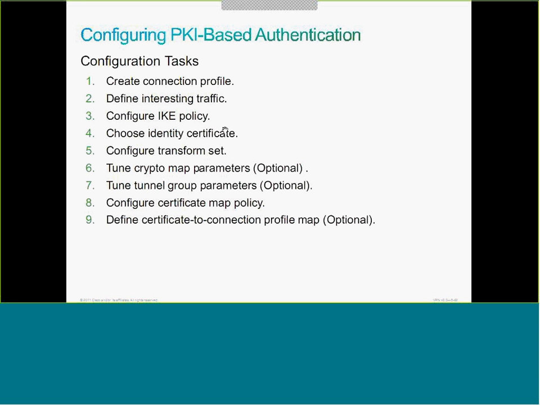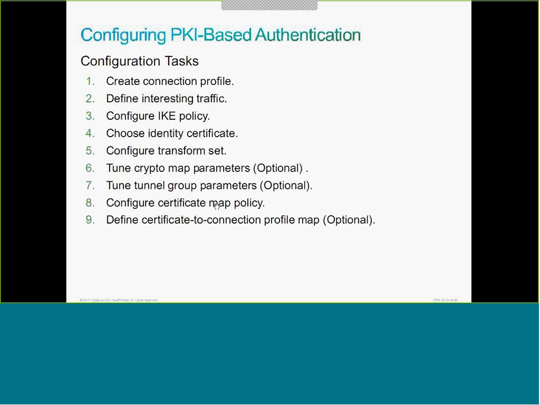And that's what we are going to look forward to in the lab portion of things. Okay, but right now, with regards to the configuration, that's what you would do. So you'll have to choose the identity certificate, but you'll have to make sure that even before you start the config of the VPN, the certificates are already there in place on the device. Okay, so you have to choose the identity certificate, you have to configure the transform set, you have to configure the crypto map parameters or the tunnel group parameters, and additional certificate-based authentication can be configured using certificate map policy.